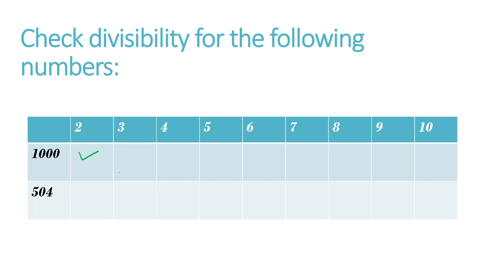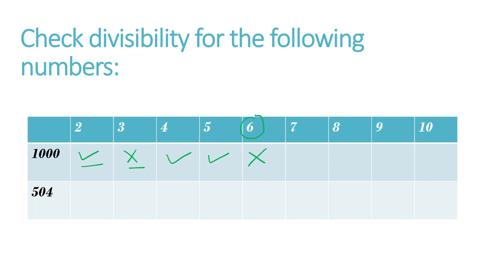Is it divisible by 3? The sum of the digits should be divisible by 3. The sum of the digits is 1, so no. What about 4? Yes. 5, it must end with 0 or 5, so it is yes. So how do I think about 6? If it is divisible by both of these, then the answer is yes. Since it is not divisible by 3, it will not be divisible by 6 as well.